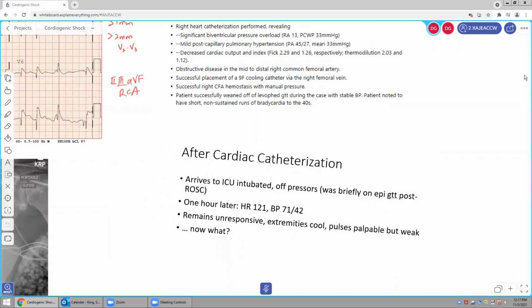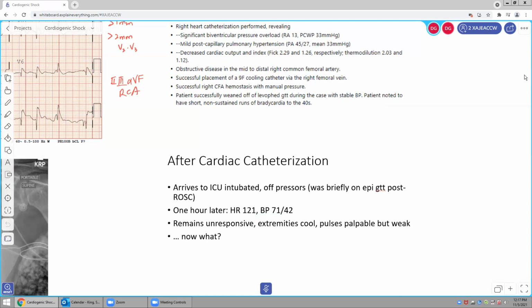So after he arrives, he's off pressors. Briefly, he was on an epi-drip post-ROSC. He was actually hemodynamically stable upon exiting the cath lab. But then an hour later, you get a phone call that his heart rate's 121 and his blood pressure 71/42. He still is unresponsive. His extremities are cool and his pulses are palpably weak. What are you worried about and what do you do?